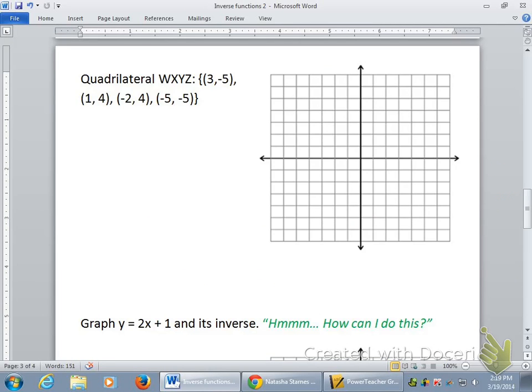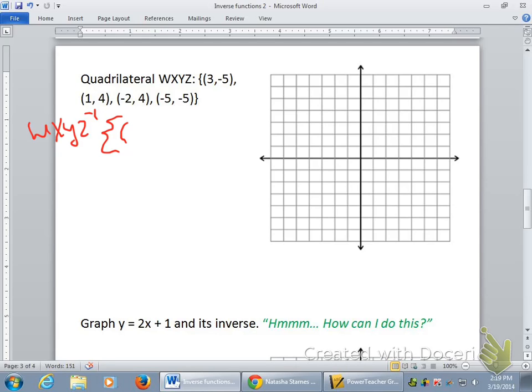Okay, we're going to skip that other triangle just because of time, but we're going to try the quadrilateral here, WXYZ. Now, we can graph this, right? Before we graph it, though, I want to go ahead and find the inverse here. So let's find the inverse of WXYZ.